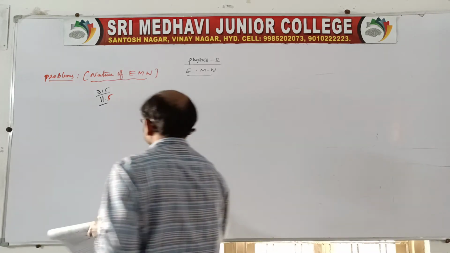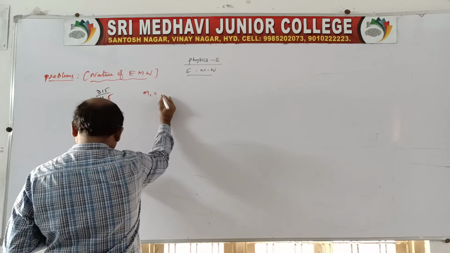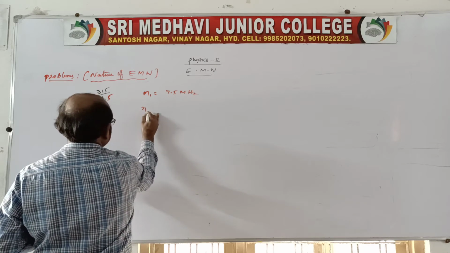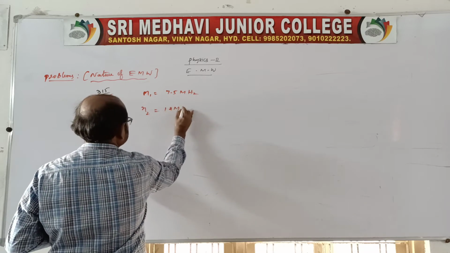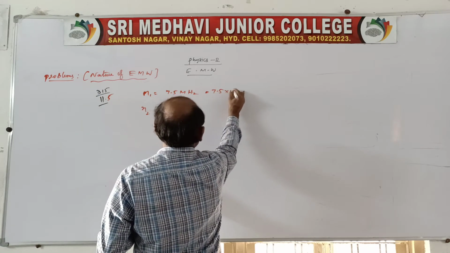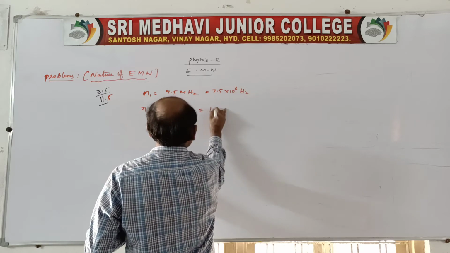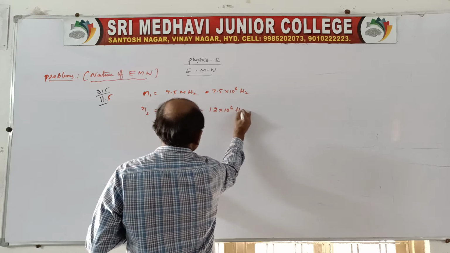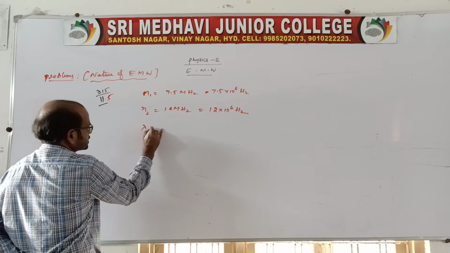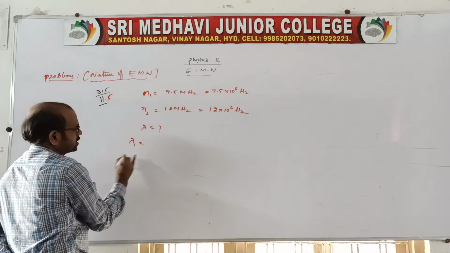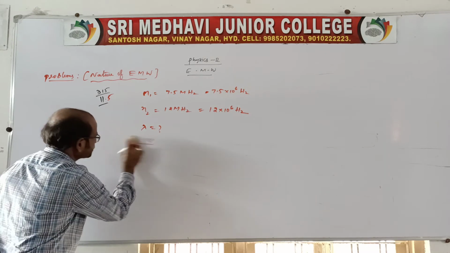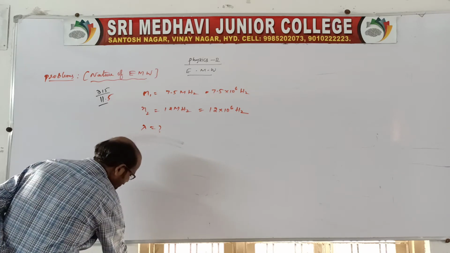Of course, you take the first one, n1 is given as 7.5 megahertz, n2 is given as 12 megahertz. It is given in mega, so 7.5 into 10 power 6 hertz, and 12 into 10 power 6 hertz. The corresponding wavelengths are asked. Lambda is asked. First lambda 1 is c by n; of course, you write the formula here first.